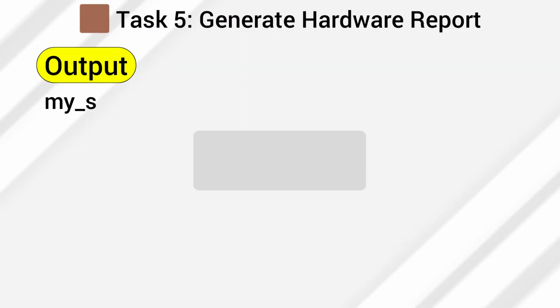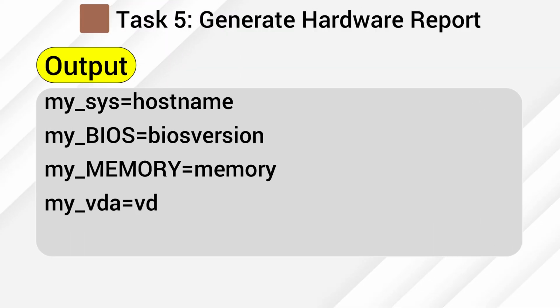Task 5. We generate a file /root/hwreport.txt on each managed host. It contains hostname, BIOS version, memory size, and disk sizes for VDA and VDB. If a device doesn't exist, the value is set to none.